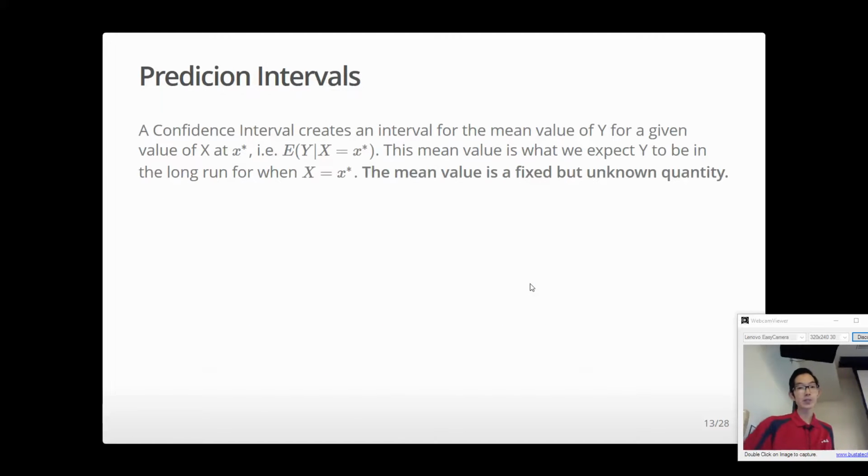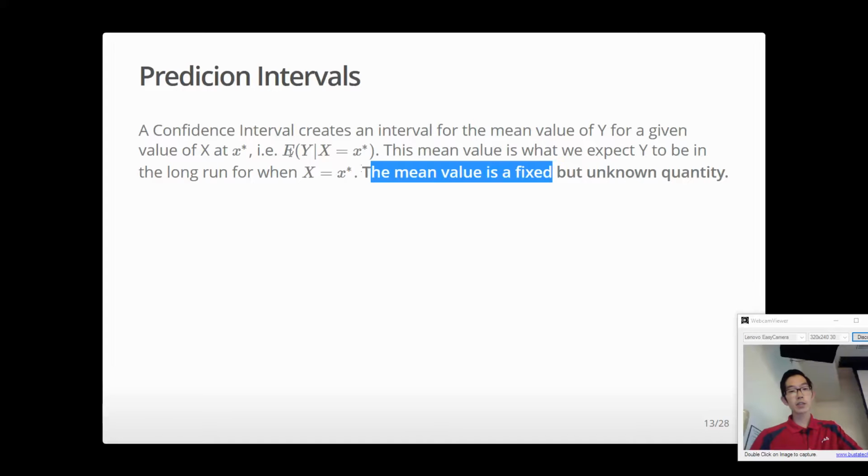Prediction intervals. Let's talk about prediction intervals. This is me just repeating more of myself, pounding this idea home. The mean value, the expected value of y given x equal to x star, is a parameter of the population, or you can think of it as a parameter of the population. It is a fixed but unknown quantity. So we're still using terms like 95% confidence and not 95% probability because it's a fixed thing. There's no uncertainty about it. It's just unknown to us.